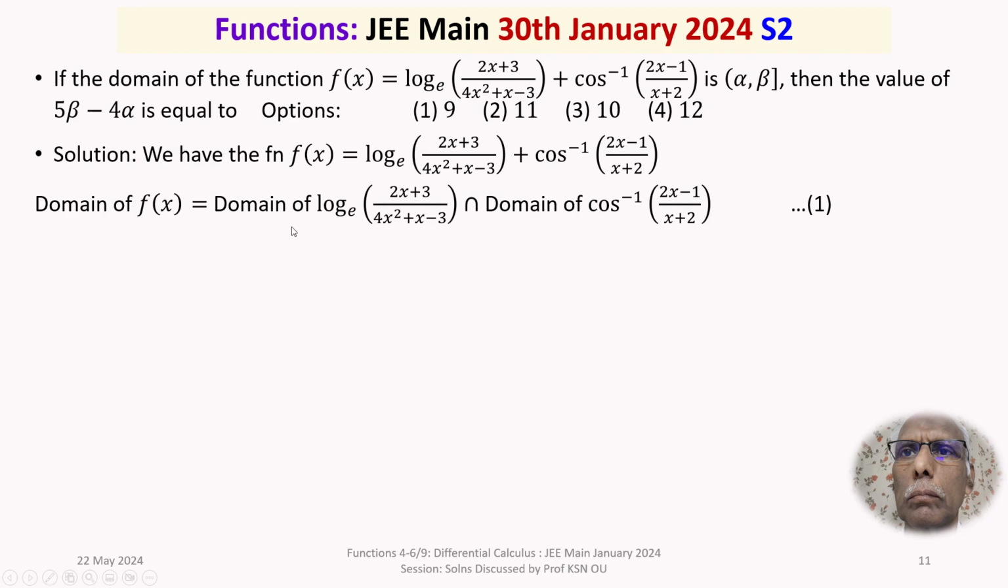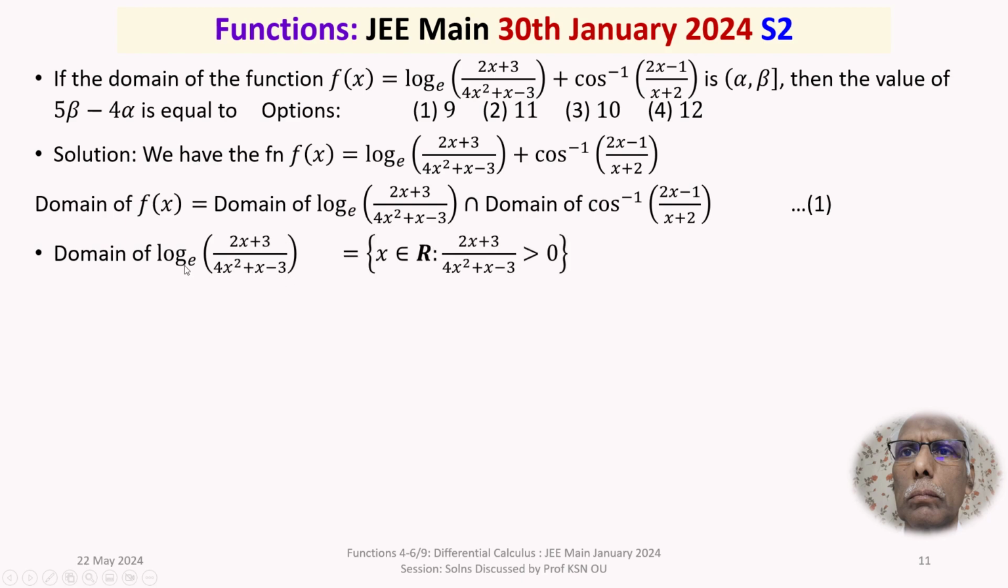So let's take first of all the domain of the first function. The domain of log of (2x plus 3) by (4x square minus x minus 3) to the base e is equal to the set of all those x belongs to R such that the value of log exists. This (2x plus 3) by (4x square minus x minus 3) must be greater than 0. Then only log exists.